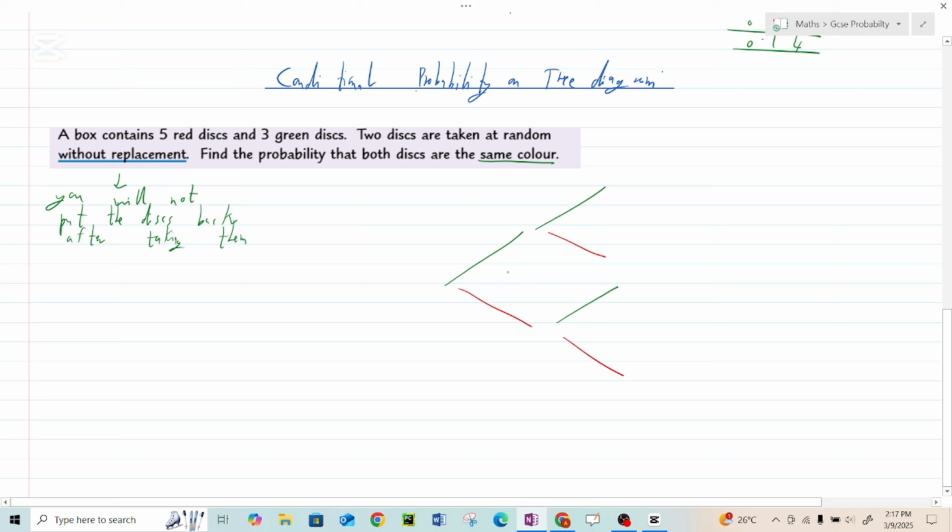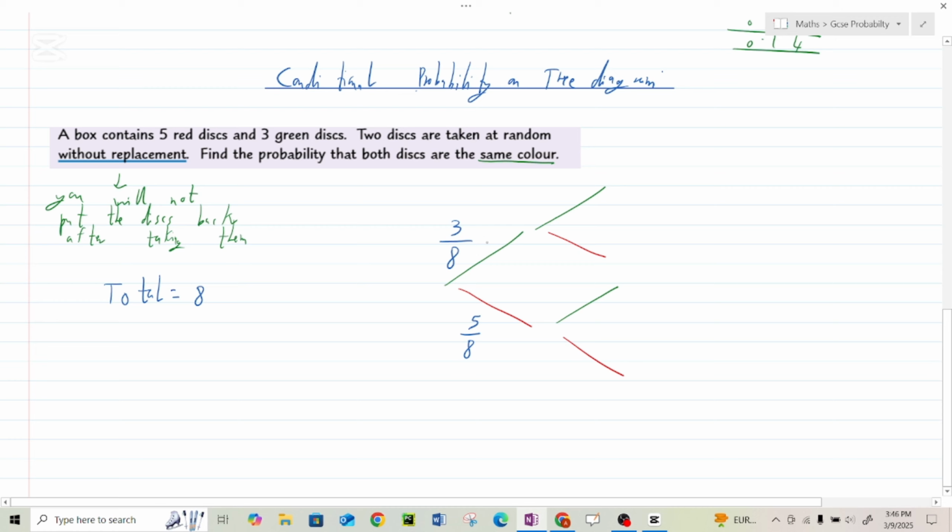Okay, now let's say I take the first one. The total discs are 8. Now if I pick a green disc, what's the probability? I have 3 green discs, so that's going to be 3 divided by 8 probability, and the remaining will be 5 divided by 8 for the red discs. Okay, now this is where the without replacement comes in. If you take a green disc, that means that you're not going to put it back. So now the total is decreased by 1. So now the total amount of discs is 7.